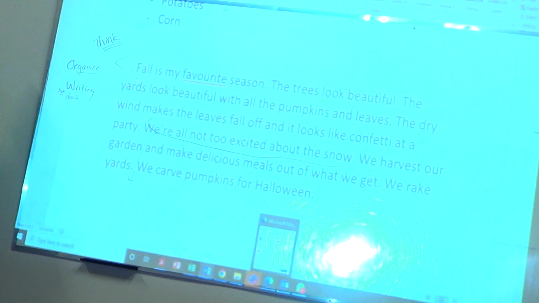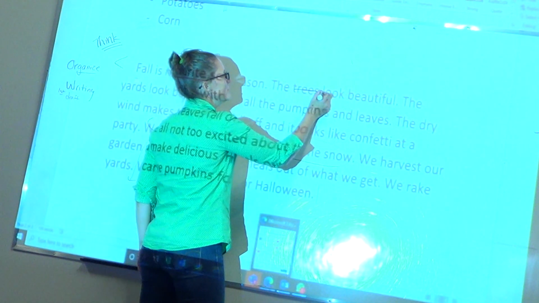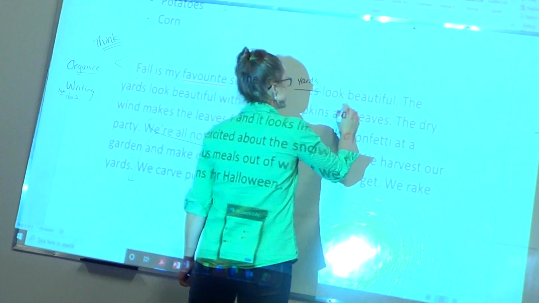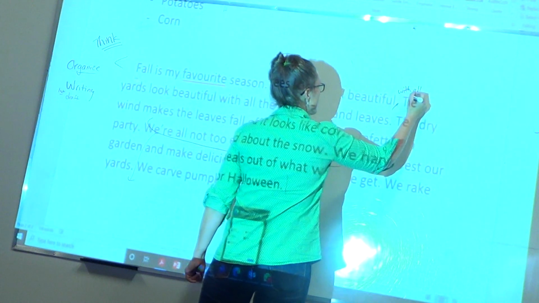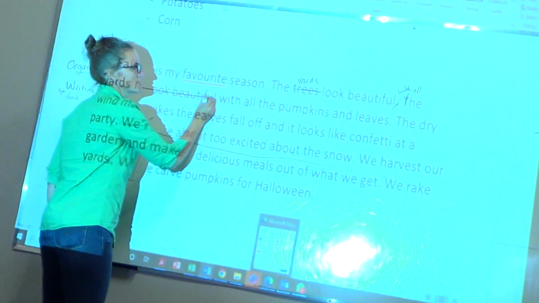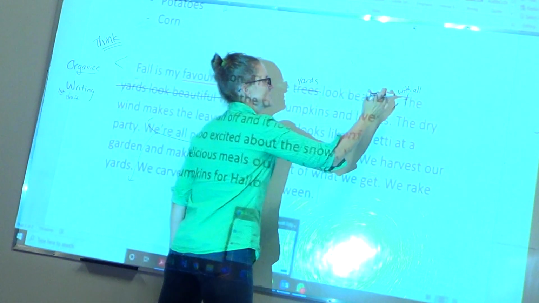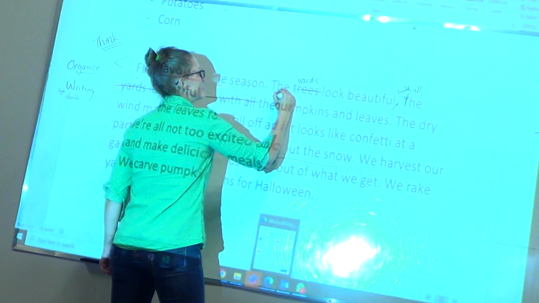The yards look beautiful with all the trees, pumpkins, and leaves. Yeah, the yards look beautiful. So we're changing our subject from trees to yards. The yards look beautiful with all the... Did you say all the pumpkins and leaves? Did you say something else? With all the trees, pumpkins. Okay, with all the trees.